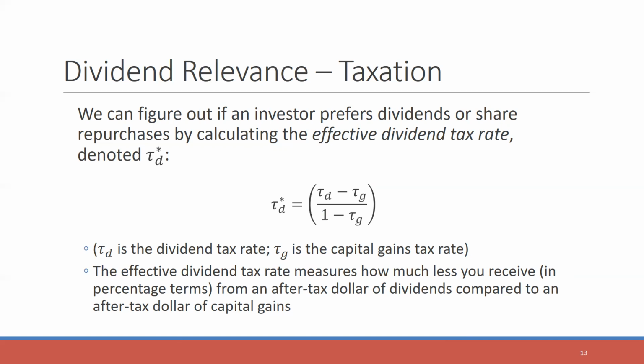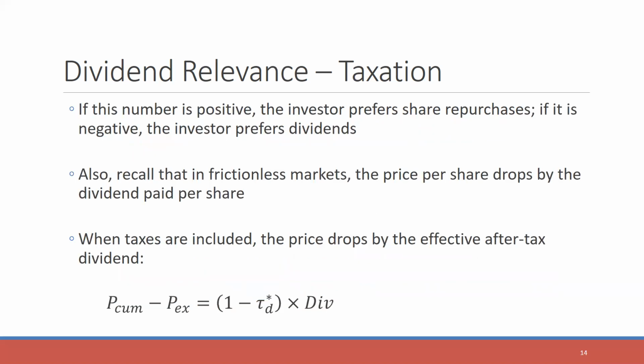And this is going to measure how much less you receive in percentage terms from an after-tax dollar of dividends compared to an after-tax dollar of capital gains. So in percentage terms, it's letting me know how much less I make if you pay me through a dividend, or if you were to do a repurchase. Which would I prefer? Would I prefer the capital gain on a repurchase or the income through the dividend? If this number is positive, the investor prefers share repurchases. If it's negative, the investor prefers dividends.